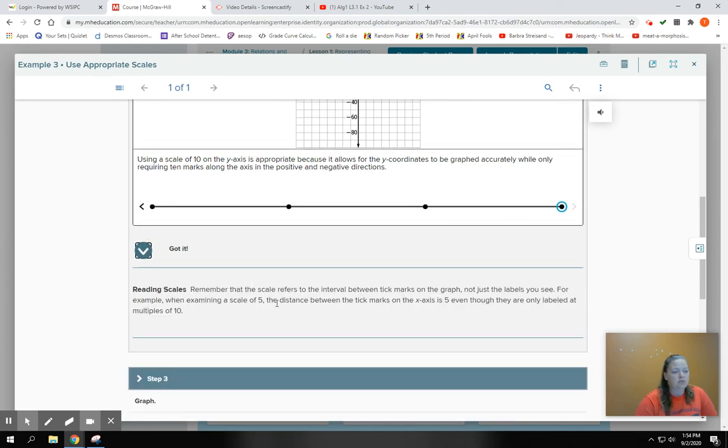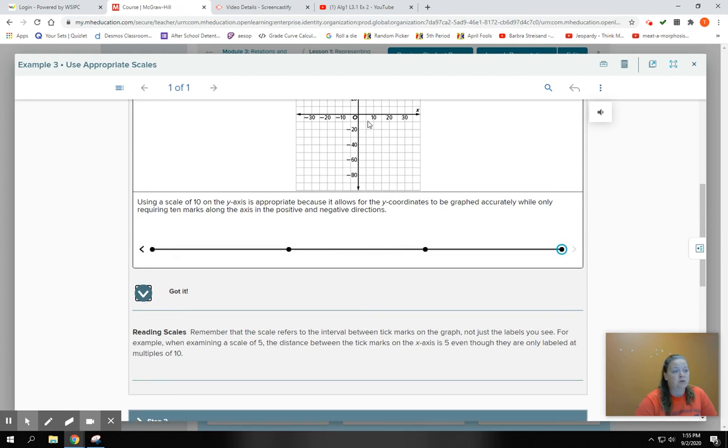One thing to watch out for is that the scale refers to the interval between tick marks on the graph, not just the labels you see. For example, when examining the scale of 5, the distance between the tick marks on the x-axis is 5, even though they're only labeled at the multiples of 10. Right? So this is still 5, even though it's not labeled.